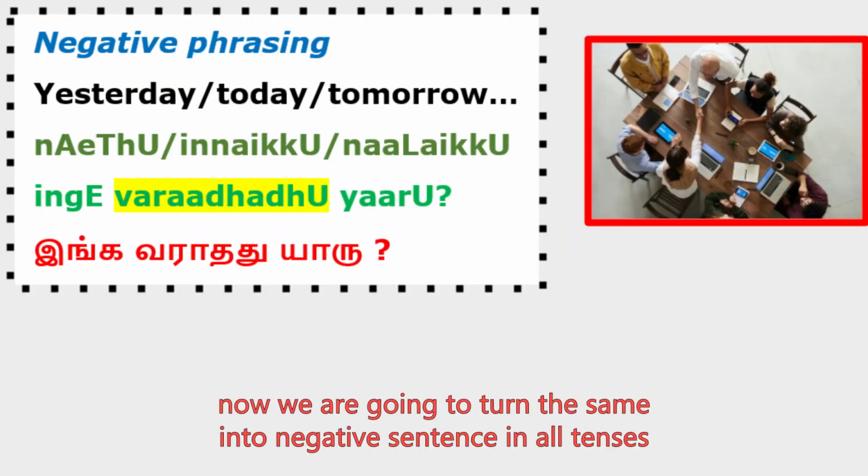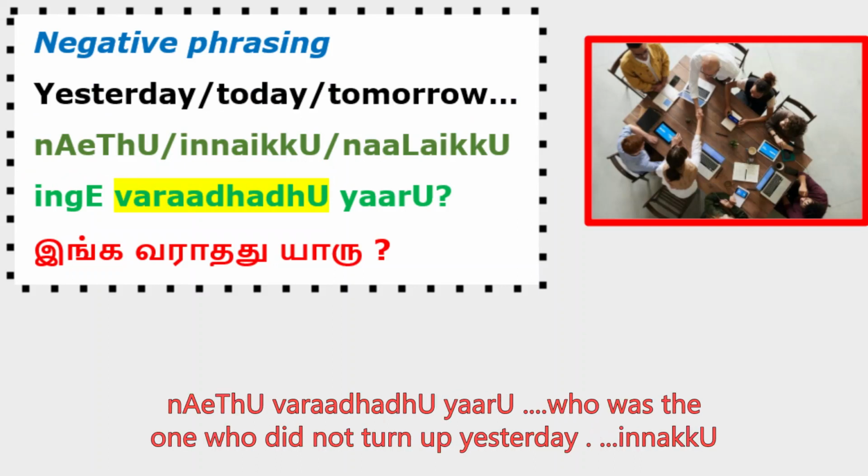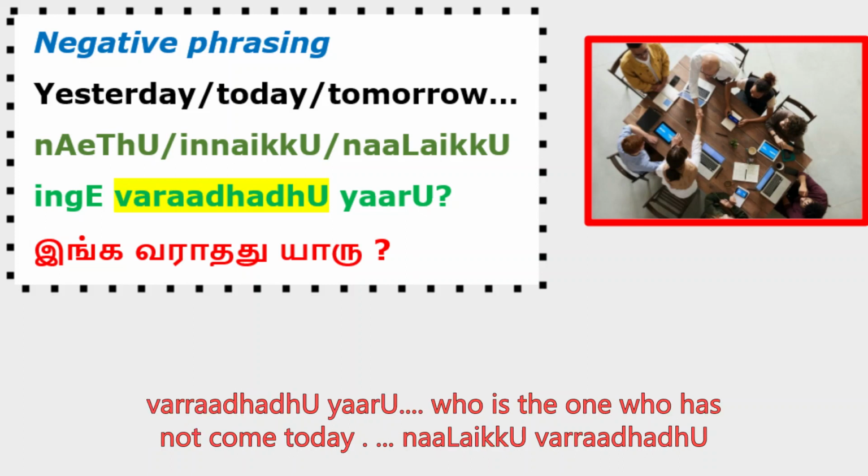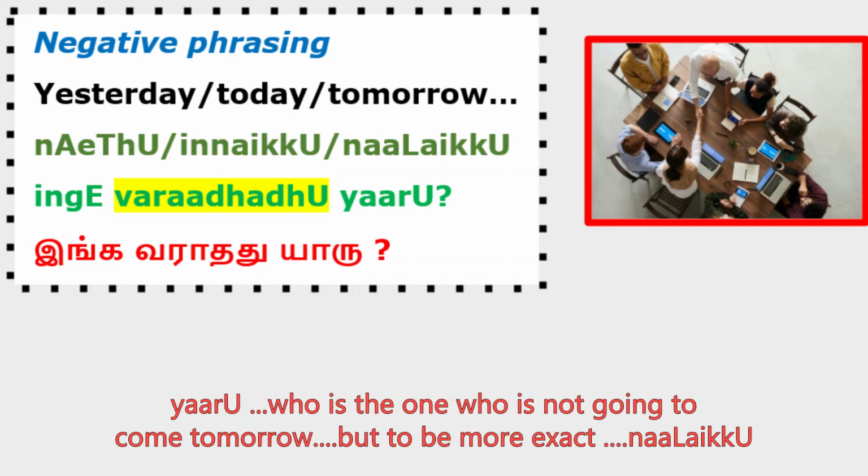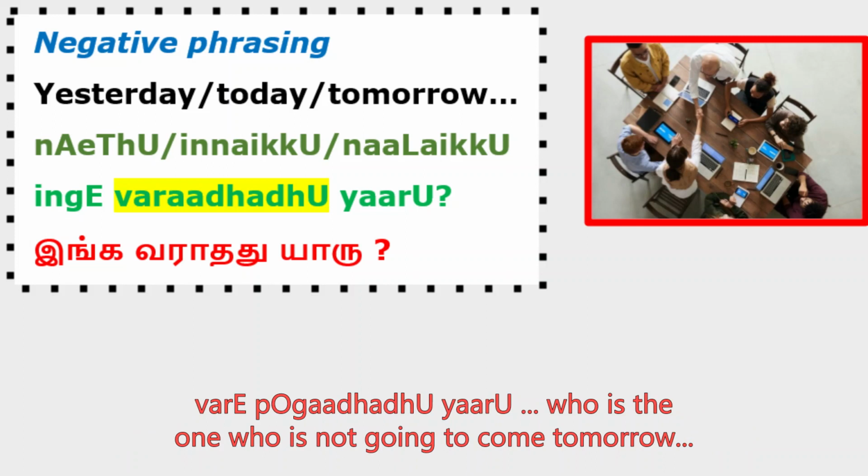Now we are going to turn the same into negative sentences in all the tenses. Nethu varadadu yaru. Who was the one who did not turn up yesterday? Inniki varadadu yaru. Who is the one who hasn't come today? Naliki varadadu yaru. Who is the one who is not going to come tomorrow? But to be more exact, for future, naliki varapogadadu yaru. Who is the one who is not going to come tomorrow?